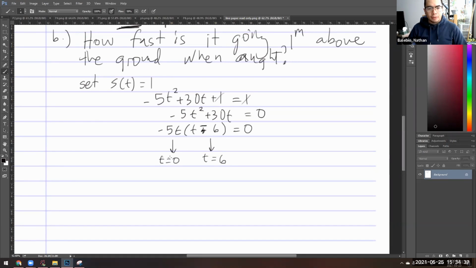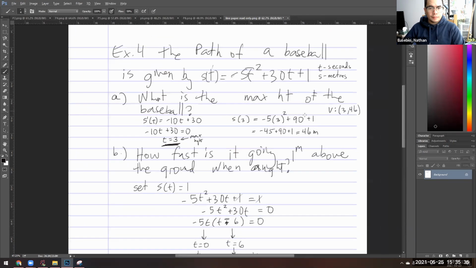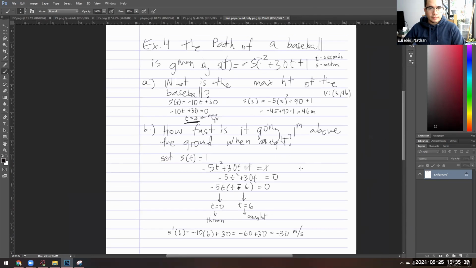At t equals 0, the ball was just tossed, right? So I'm more concerned with when it's caught. So we're going to plug 6 into my s prime. So that is minus 10 times 6 plus 30. So negative 60 plus 30 equals minus 30 meters per second. Okay. Oof.